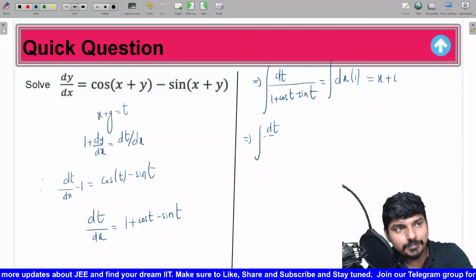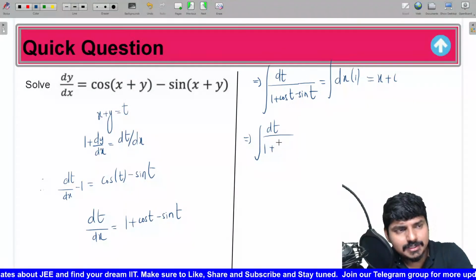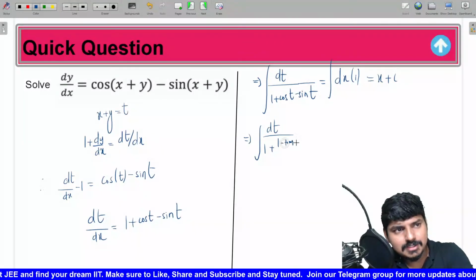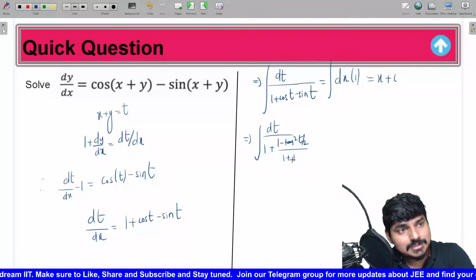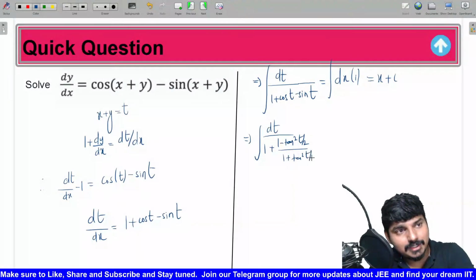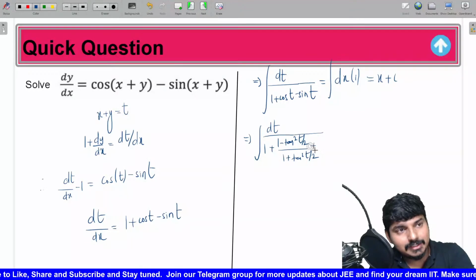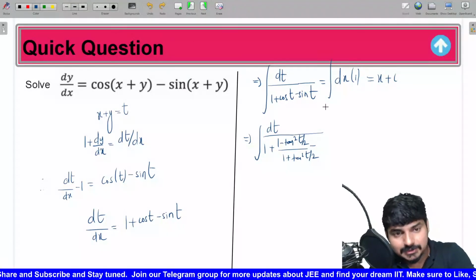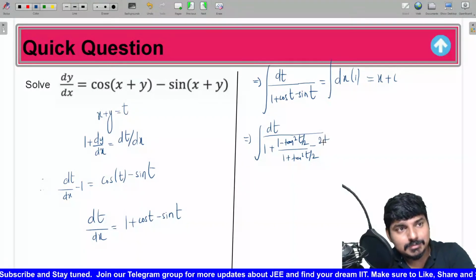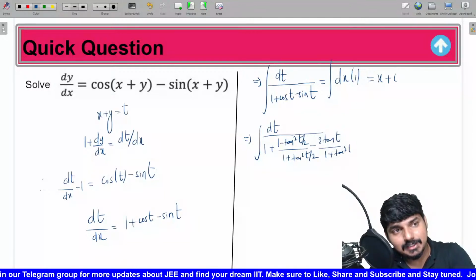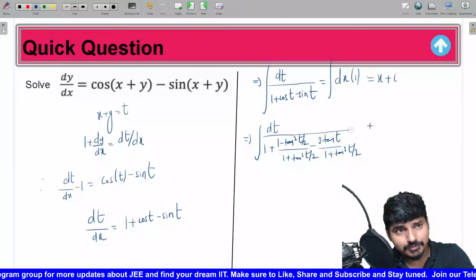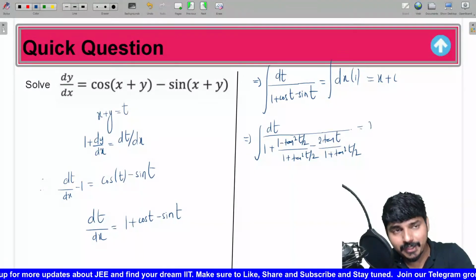Integration dt by 1 plus cos t, in terms of tan, is 1 minus tan square t by 2 divided by 1 plus tan square t by 2. Right, everyone? Plus, again, sorry, it's going to be minus sin t. So, minus sin t, meaning sin t in terms of tan, is 2 tan t by 2 divided by 1 plus tan square t by 2, everyone, and that is equal to x plus c.